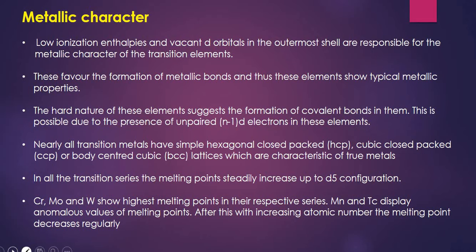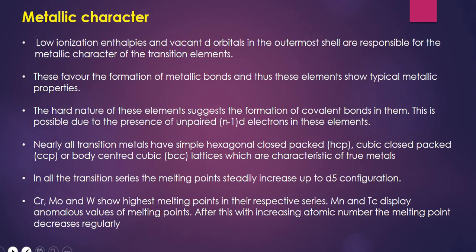Nearly all transition metals have hexagonal close packed structure or HCP, cubic close packed structure or BCC lattices. In all transition series, the melting points steadily increase up to the d5 configuration, and chromium, molybdenum, tungsten show high melting points in their respective series, whereas Mn and Tc display anomalous values of melting points. After this, with increasing atomic number, the melting point decreases gradually.